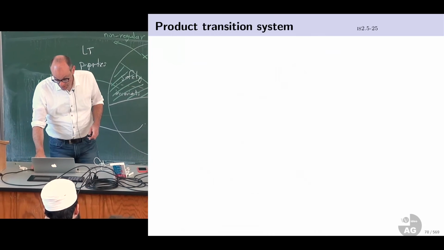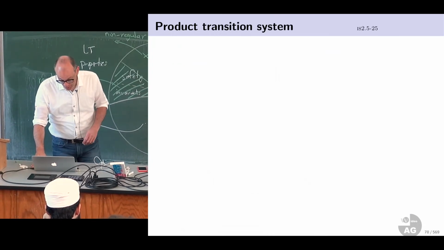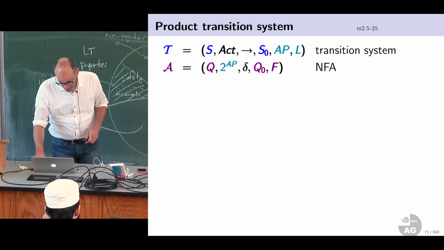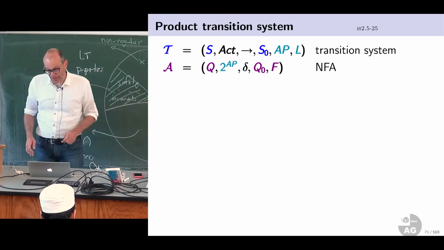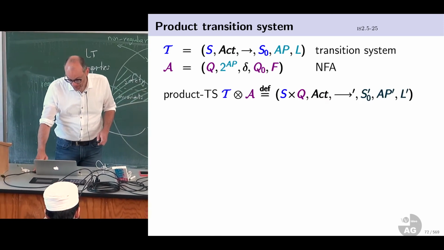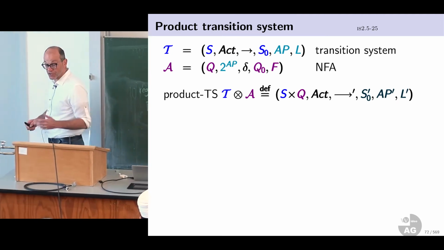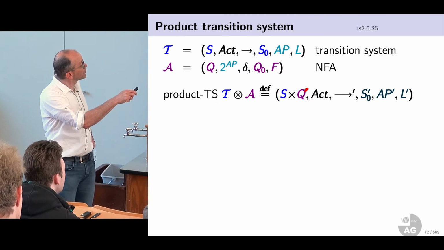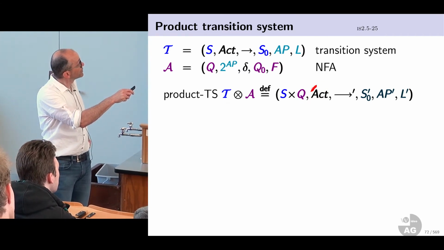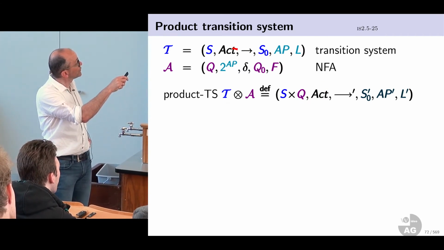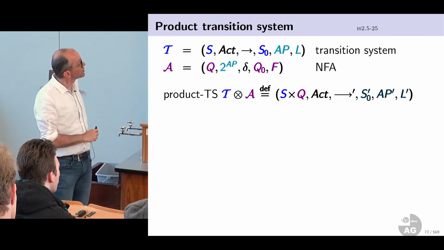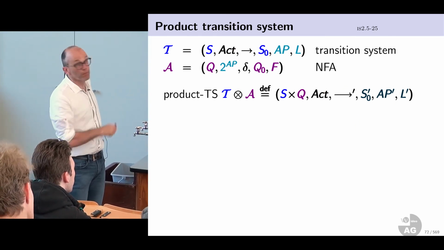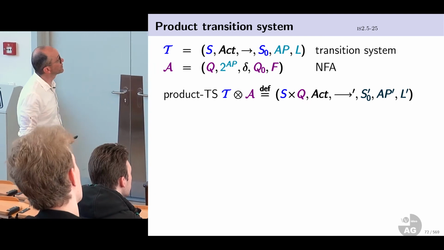Good. So let's now define this, and then I move to an example. The product transition system is defined by a transition system and an NFA. The product is just a Cartesian product of the state space. So I take S times Q. And I take a set of actions, which is the set of actions of the original transition system. So that's not changed. And I have those four components that I have to define in a minute.